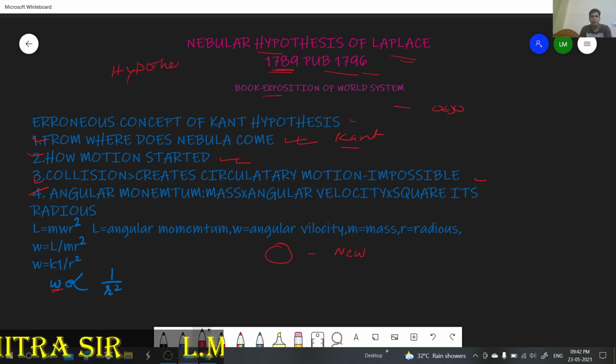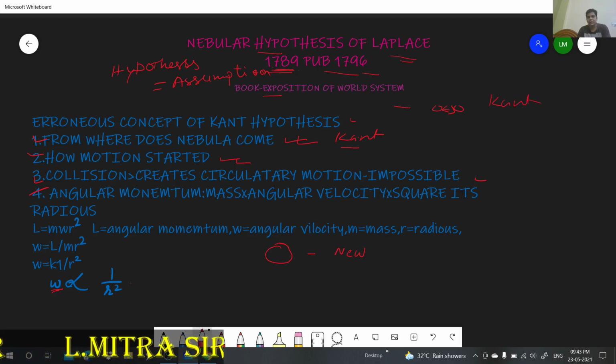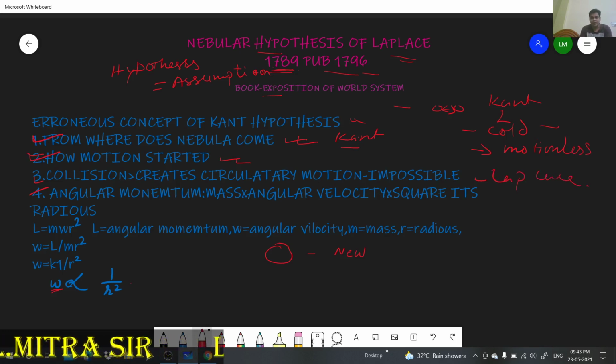And a hypothesis, perhaps you know, is always based on assumption. The first assumption Kant took in his hypothesis was that the nebula was very cold. The second thing Kant assumed was that it was motionless. But Laplace assumed that there was a hot nebula, that is, a high velocity nebula. He discussed this again and again.